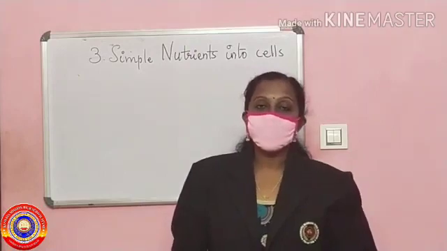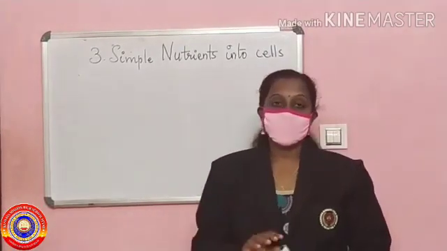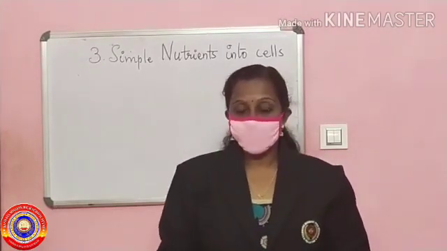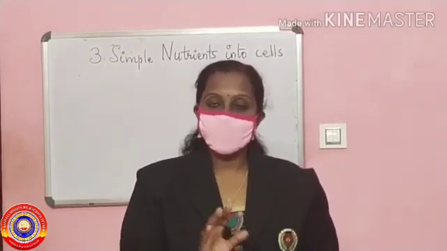Coming to our portion, we reached the third chapter, Simple Nutrients into Cells. In the last class we discussed the structure of the heart. Let's recall the structure of the heart once again.